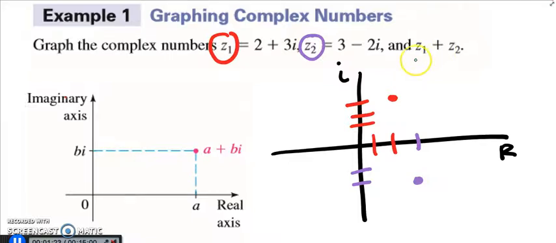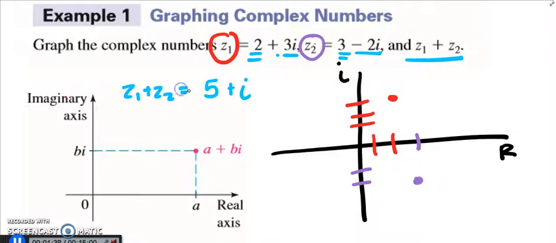This asks for z1 plus z2, which means I'm going to need to add them together. What is 2 plus 3? What is 3 minus 2? So z1 plus z2 is 5 plus i. And if there's no number there, we know it's a 1.